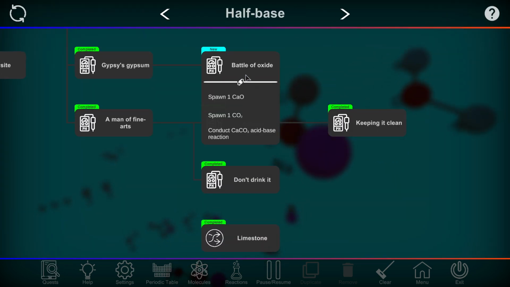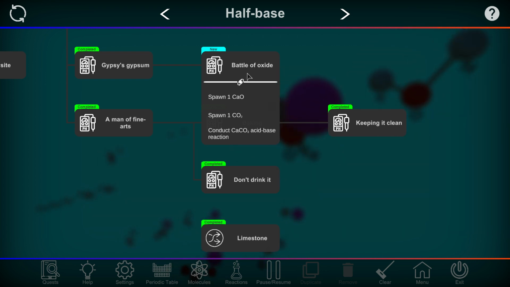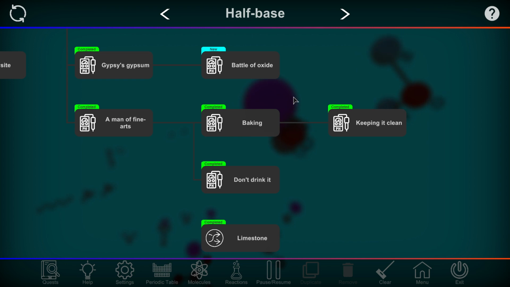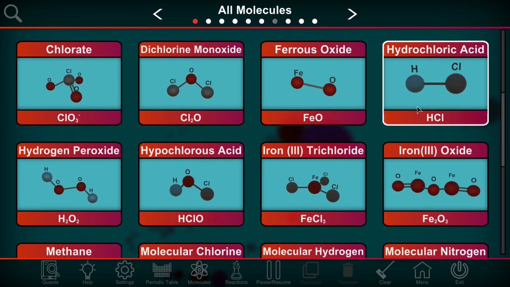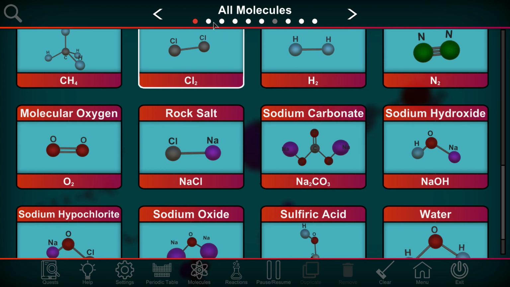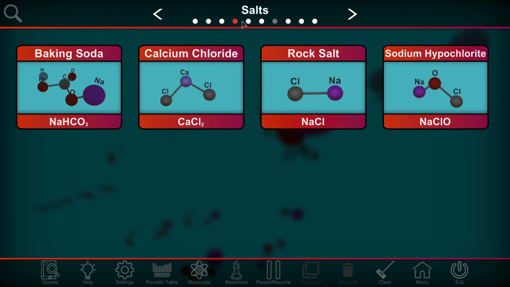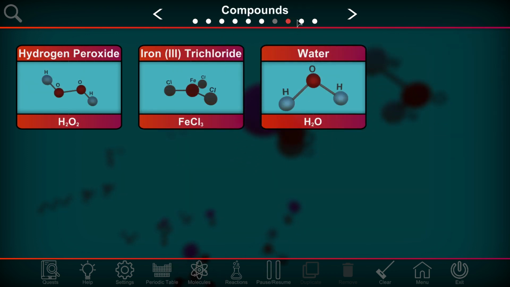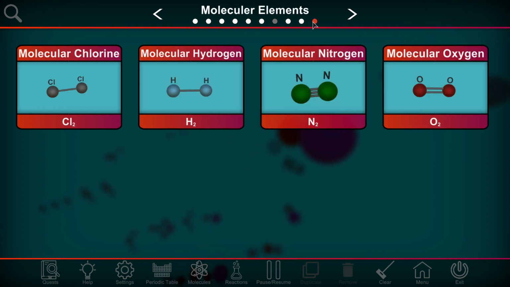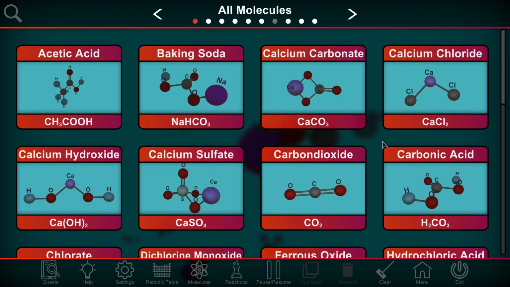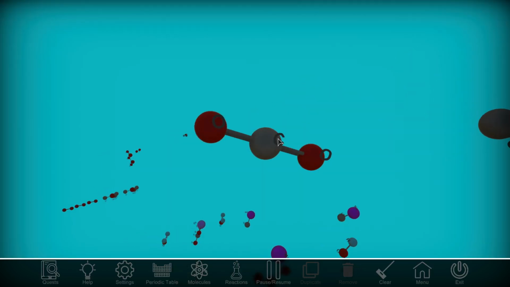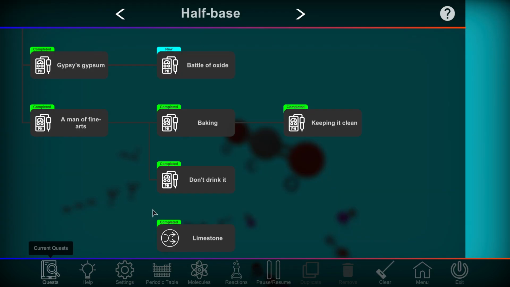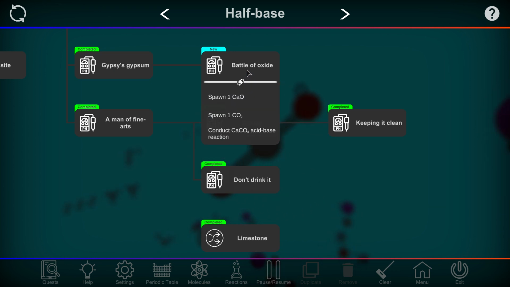So, we'll try this. We want calcium oxide and carbon dioxide to make calcium carbonate. Cool. Should have those already. No, I have carbon dioxide. Where is it? Anywhere? Hello? Carbon dioxide? I know I made you. There you are. Jesus. And the other was calcium oxide. Okay.